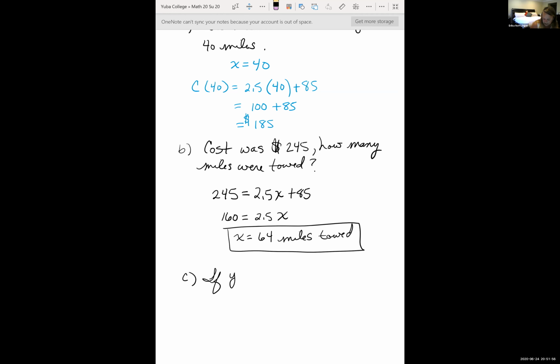If you only have $150, what is the maximum number of miles you can be towed?